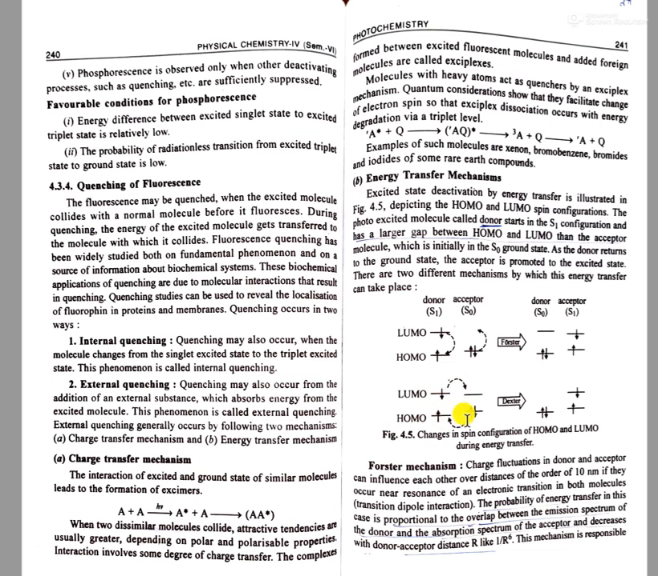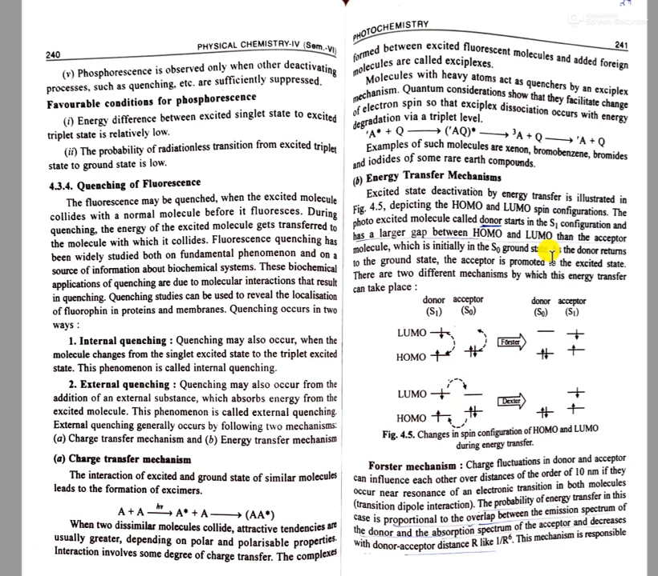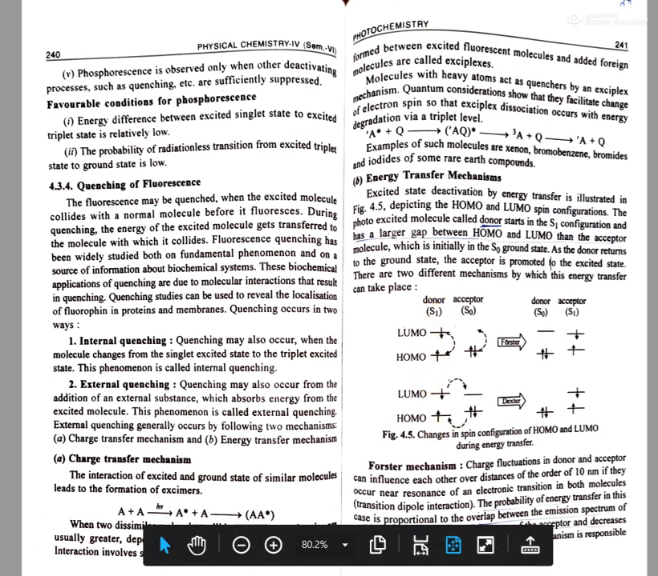Whereas in the Foster mechanism, the probability of energy transfer is proportional to the overlap between the emission spectrum of the donor and the absorption spectrum of the acceptor, and decreases with the donor-acceptor distance, like 1 by r raised to 6. So this is the difference between the two types of external quenching mechanisms.